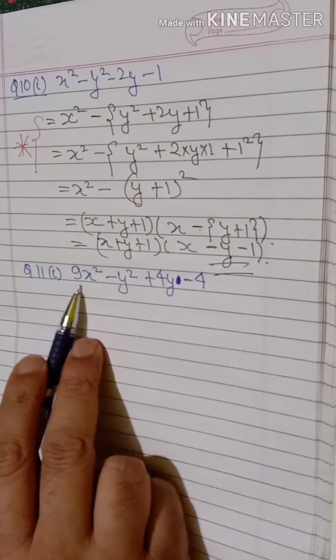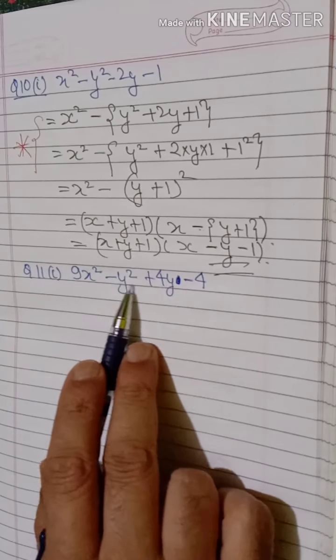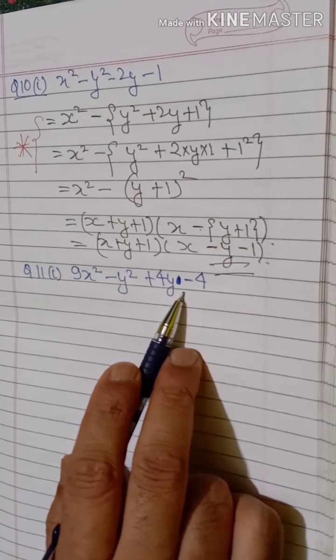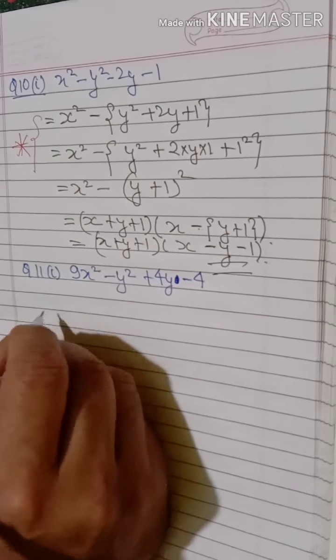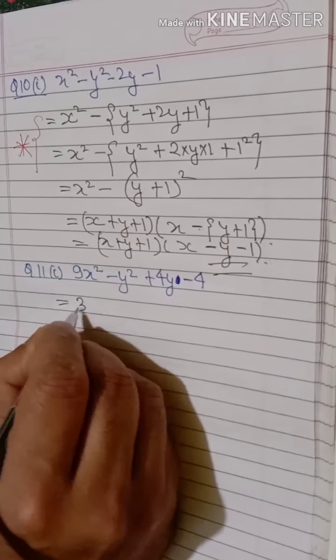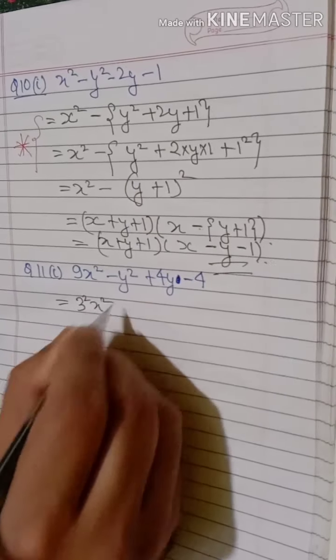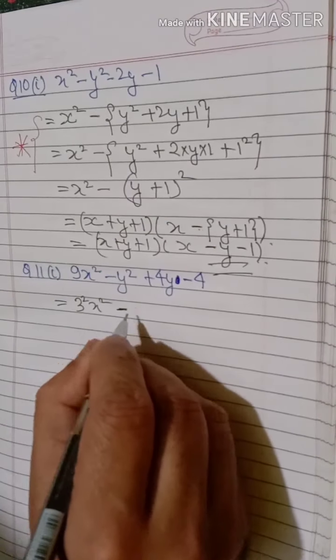So this whole thing can be written as 3x whole square, but we need to do a little bit of working for the second part. Okay, let us see how do we go about it. So this is equal to, let us write down the 9 as 3 square and the x square as x square. We take a minus common as we did in the previous question.